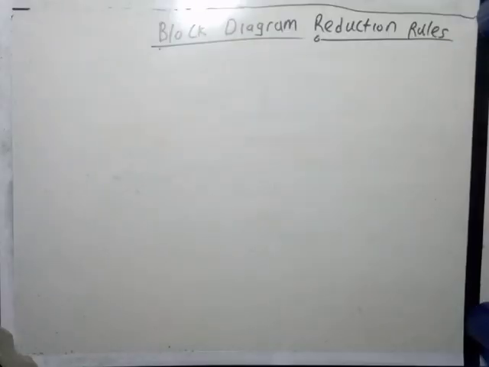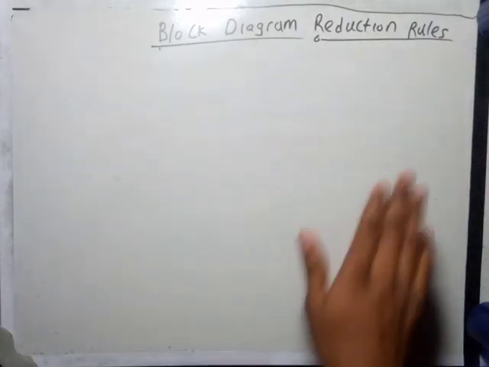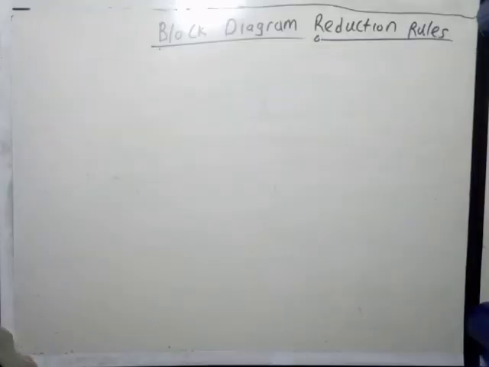Good day all. Today we'll be looking at block diagram reduction rules. A block diagram is just the pictorial representation of symbols and transfer functions of components you have in mind. Now, before we go into the matter of today, I would like to first of all talk about the components of a block diagram.